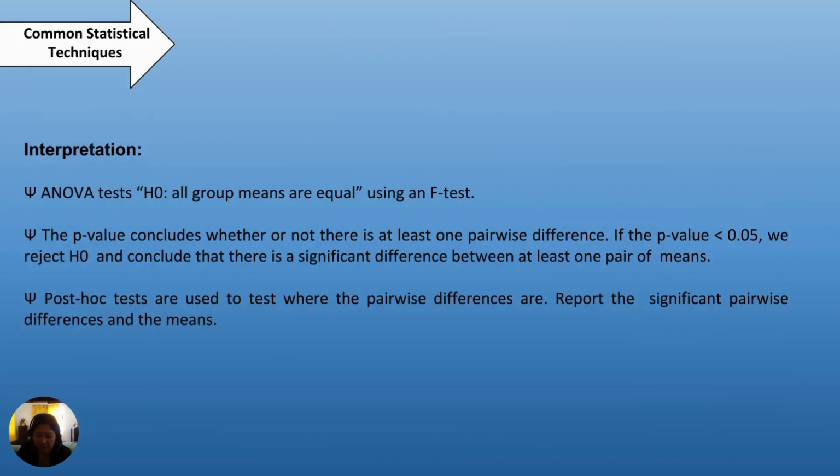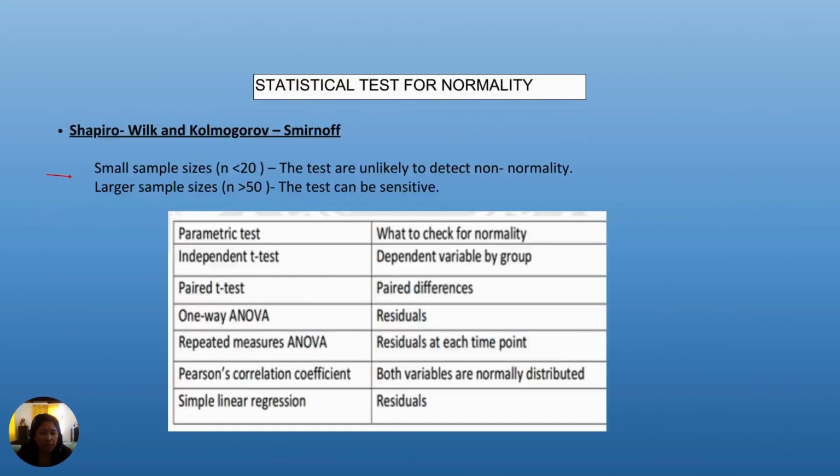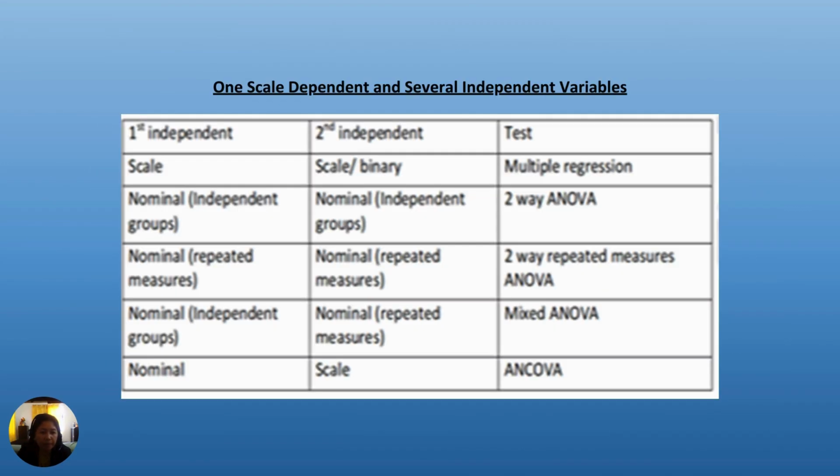So let's proceed naman. If we have one scale dependent and several independent scales, what are we going to use? Una-una, if we have the first independent variable, so again we are talking about one scale dependent. Our study involves one scale dependent variable, and this time marami yung independent variables.